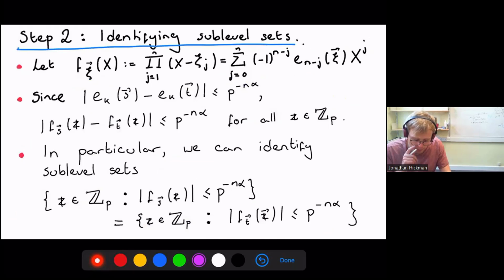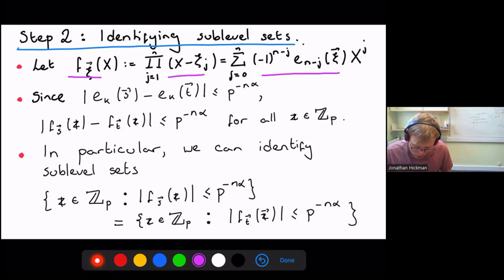Now, the second part of the proof is to use the fact that the elementary symmetric polynomials appear in the expression for relating the coefficients of a polynomial to its roots. So in particular here, I'm letting f of x be the polynomial with roots x_j. And then, of course, we can expand out this product and write the resulting expression in terms of the elementary symmetric polynomials.